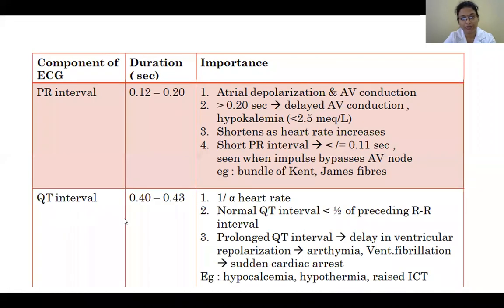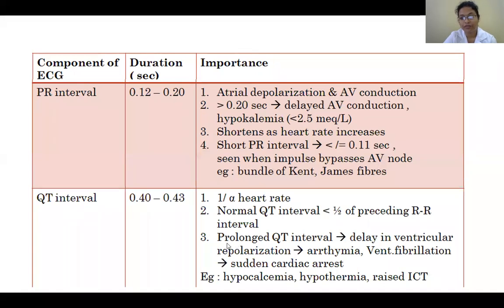Coming to QT interval. A QT interval duration is 0.40 to 0.43 seconds. Now, this interval is also inversely proportional to the heart rate. Means, if the heart rate increases, this duration will decrease. The normal QT interval is usually less than half of the preceding RR interval.